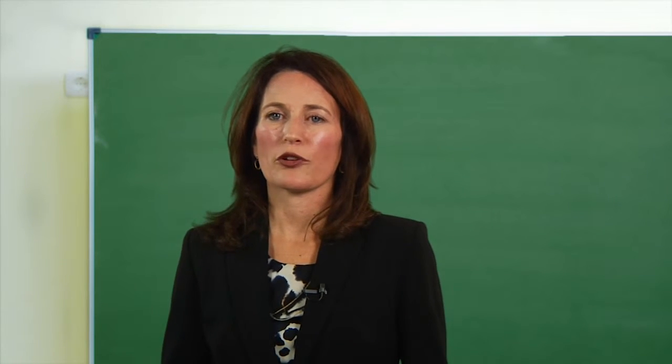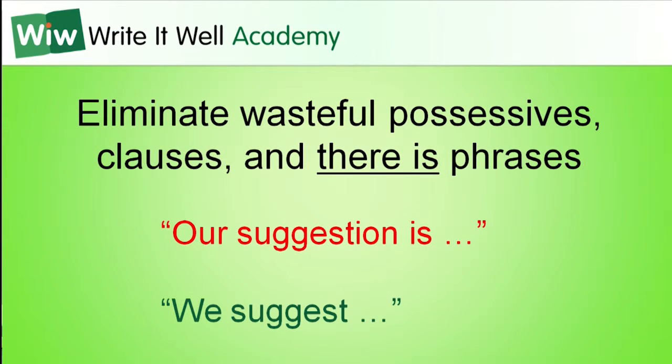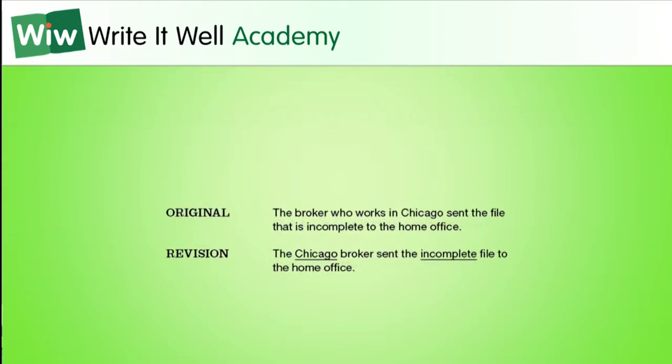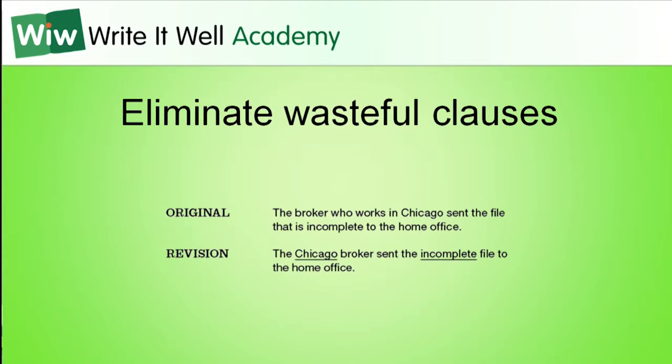So eliminate wasteful possessives, clauses, and there is phrases. So again, our suggestion is we can change that to we suggest. So the assumption is that the company should always come first. Instead, they assume. We like to also call these frozen verbs. Make the verbs do the work. They assume instead. Okay? So another example, eliminating wasteful clauses. The broker who works in Chicago sent the file that is incomplete to the home office. So we could revise that to become the Chicago broker sent the incomplete file to the home office.